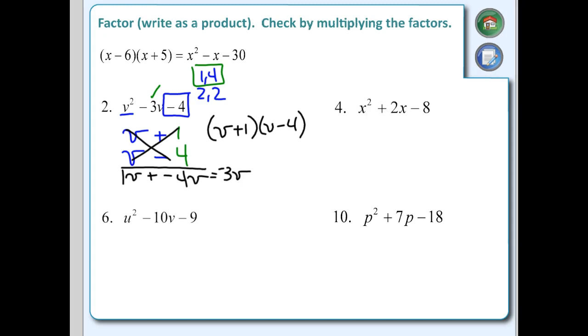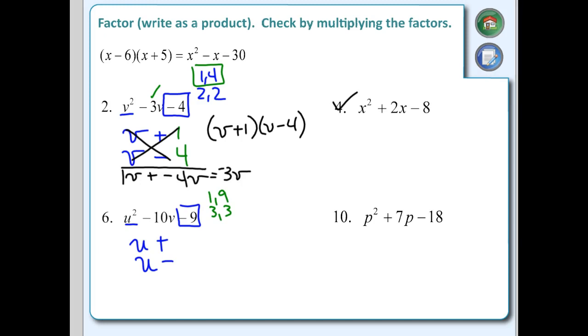Good job. Now we actually already did this one on our template, so we'll skip that one. And let's go down here and look at number 6. Okay, so we need our factors of u squared, which are u and u. When we look at our signs, as soon as we recognize that back sign is negative, one of my binomials has to be plus, and one of my binomials has to be minus. Now, we've got to come up with our factors of 9. It's going to be 1 and 9 and 3 and 3.